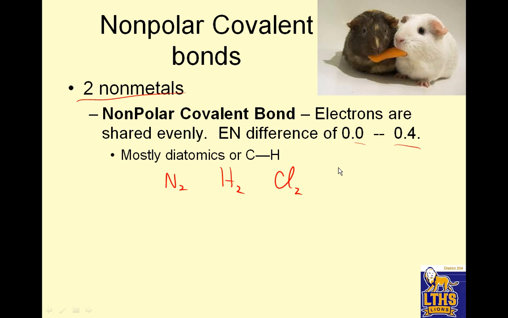What about Cl2? Nonpolar covalent bond. What about Br2? All of our diatomics, iodine, fluorine, there's all 7 of them. They're going to have nonpolar covalent bonds because they're going to have equal sharing of electrons. A C-H bond is going to be nonpolar because its difference is 0.4.